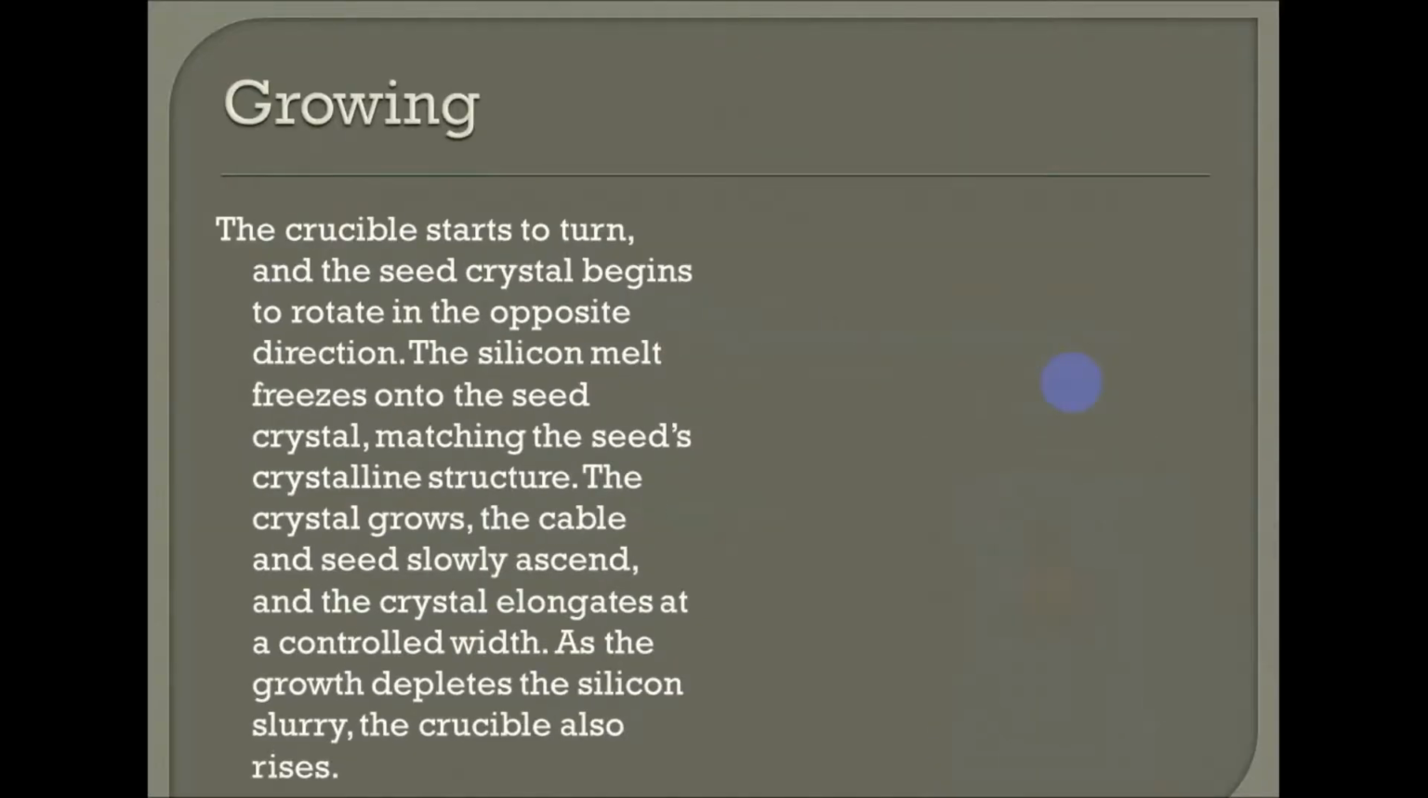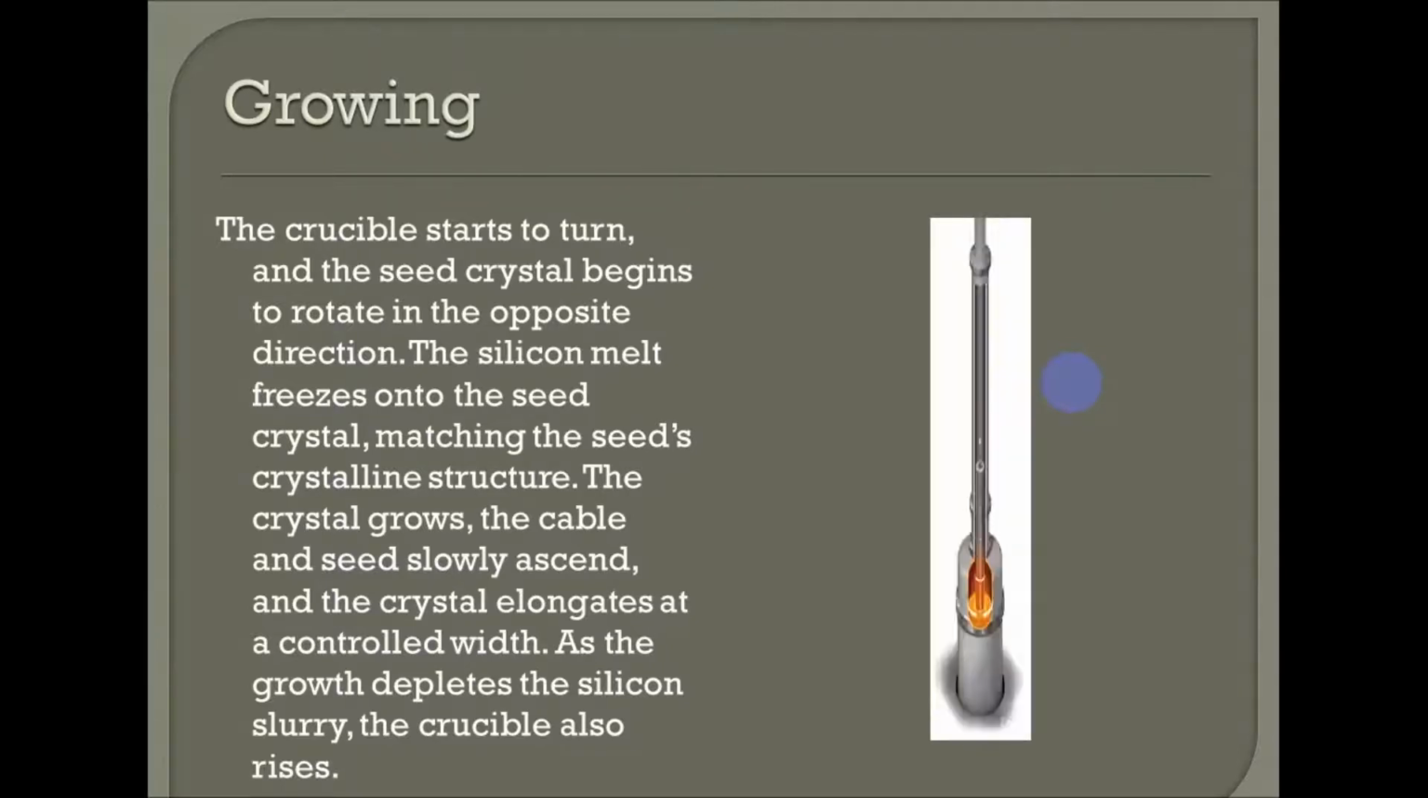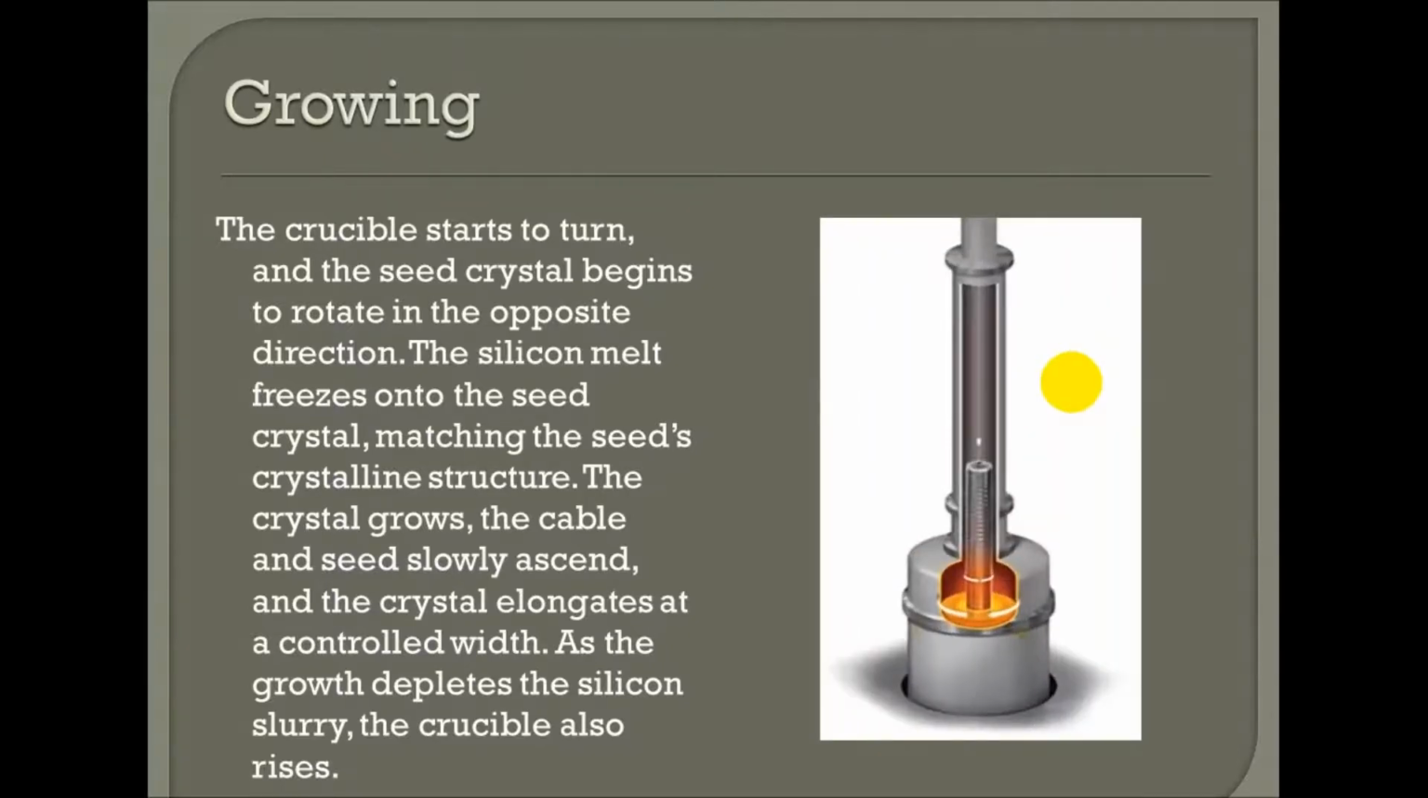Third is the growing stage. Here the crucible starts rotating and the seed begins to rotate in the opposite direction. The molten silicon starts freezing on the seed and starts crystallizing. The crystal grows with the raising of the cable and seed slowly, and the crystal elongates at a controlled width.